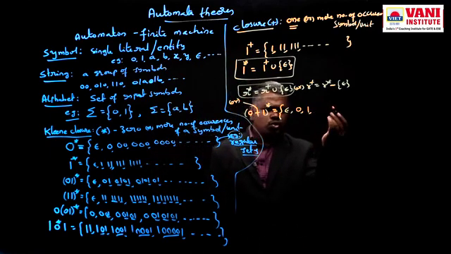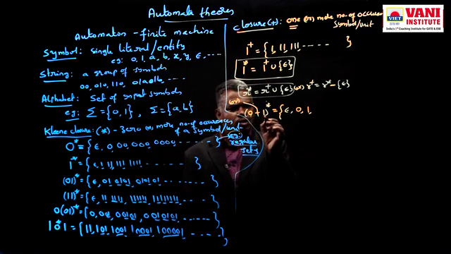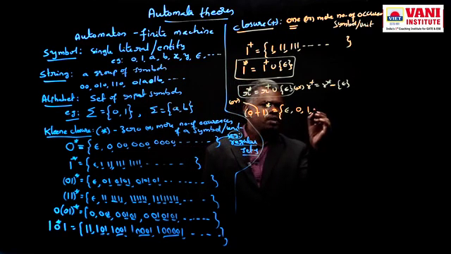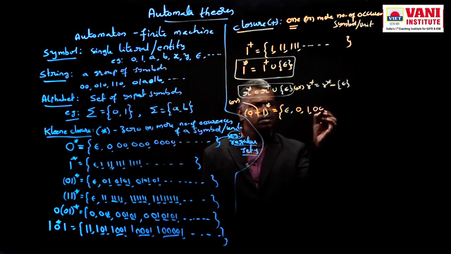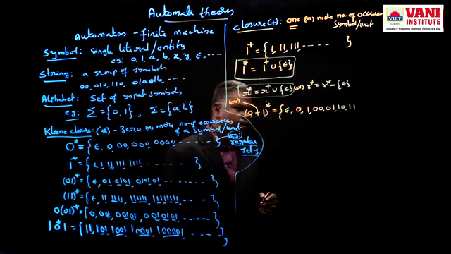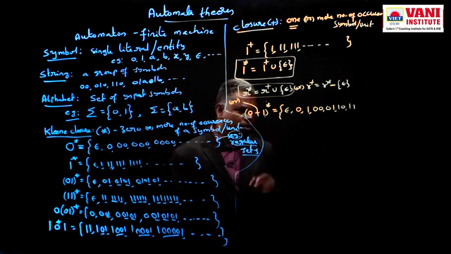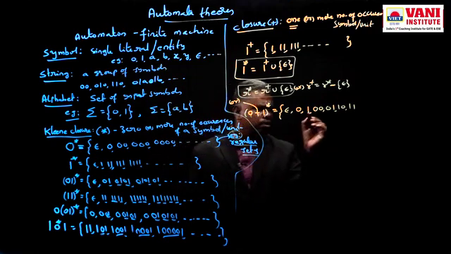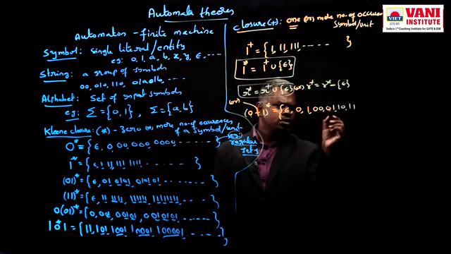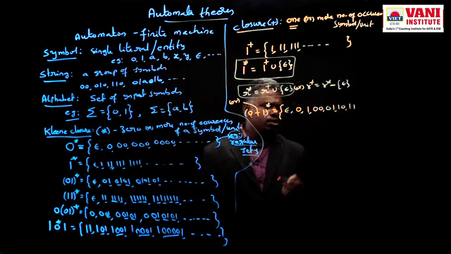Similarly, for strings of length 2, the first symbol can be 0 or 1, and the second symbol can be 0 or 1. These are the strings of length 2 in (0 or 1) whole star: 00, 01, 10, 11. Anything is possible.